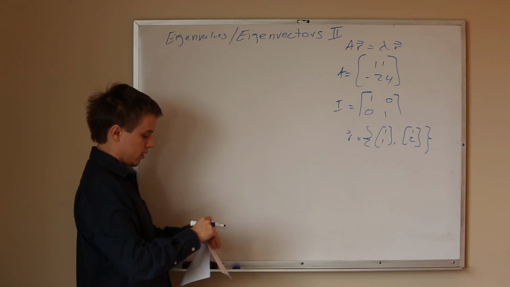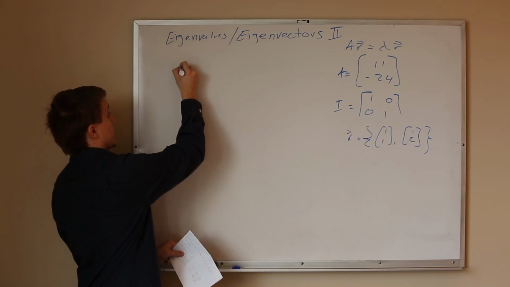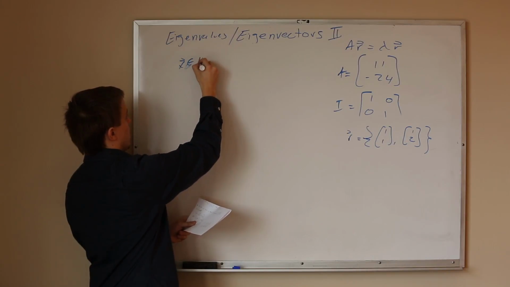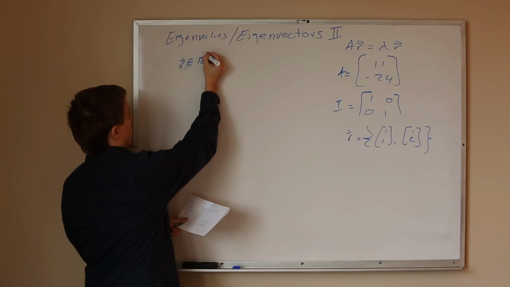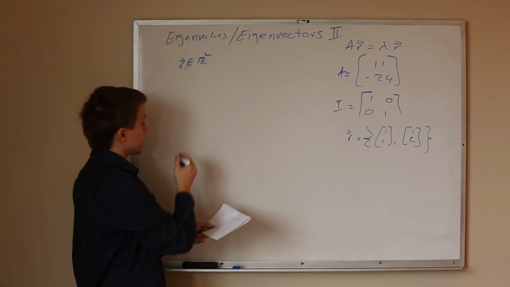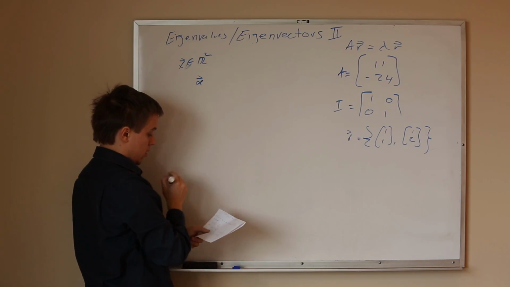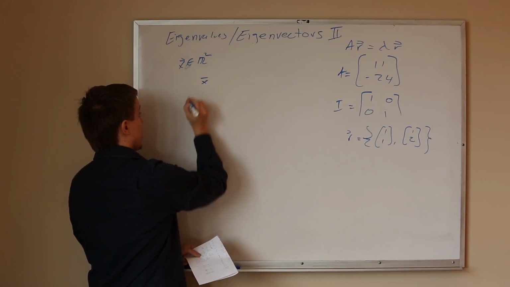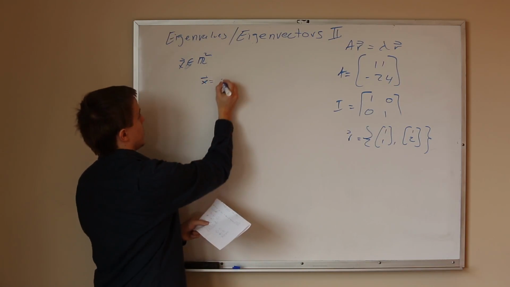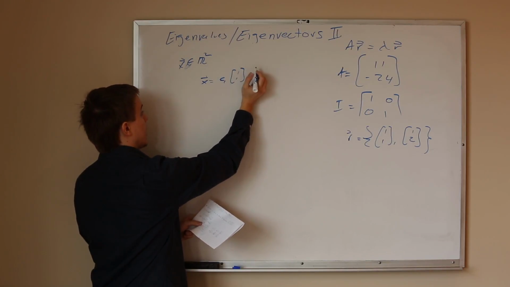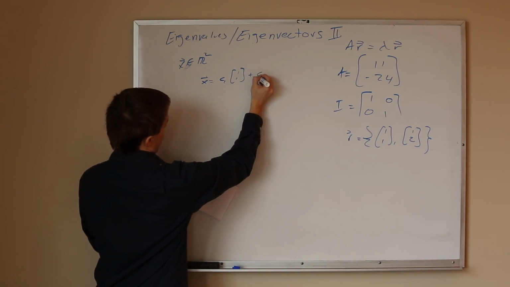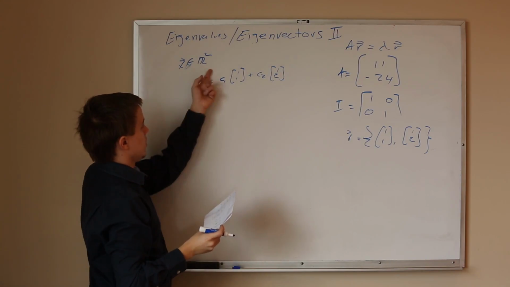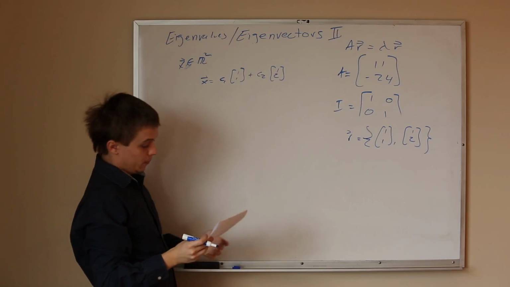So now let x be any vector in R2, right? So we have any vector in two-dimensional space, x1, x2, and let's express x as a linear combination of our eigenvectors. We can do that because we're using these as a basis, and this is in R2.